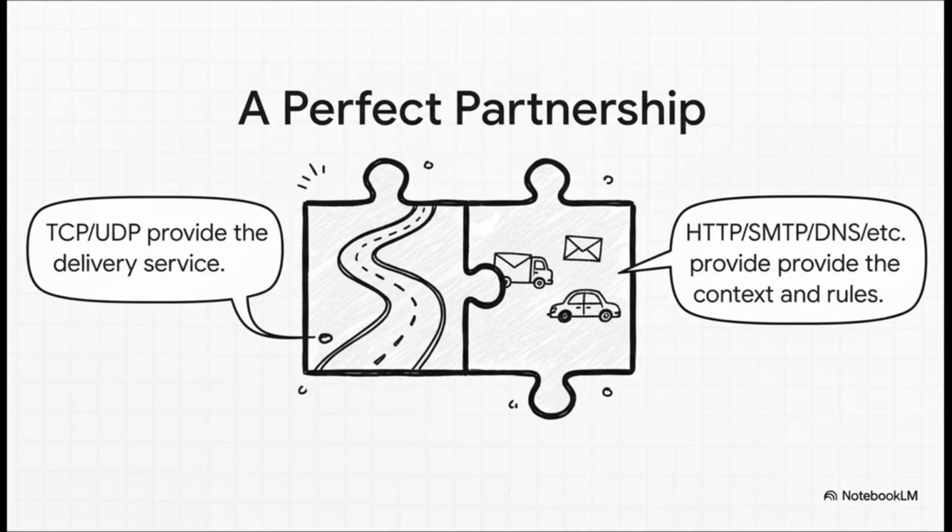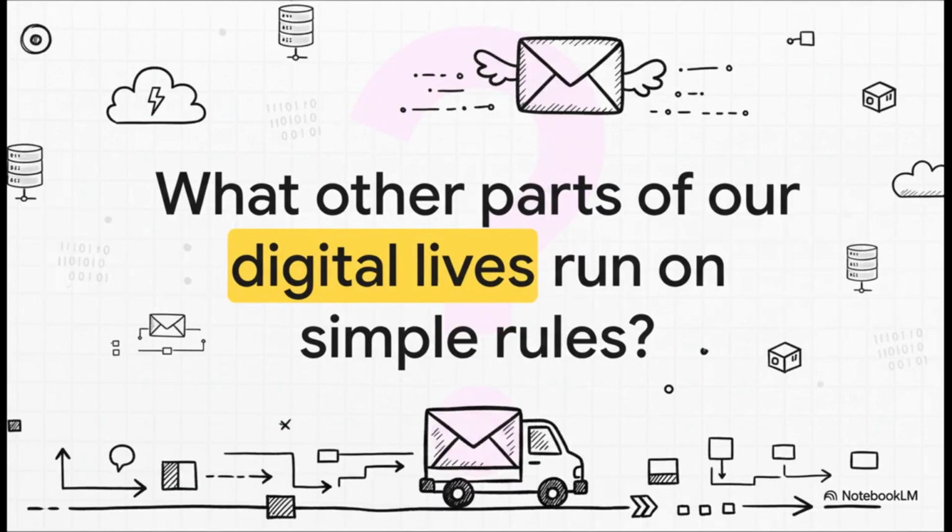And what this creates is just a perfect partnership. The transport layer, TCP and UDP, they just provide the raw, reliable delivery. And the application layer, with things like HTTP and SMTP, they provide the crucial context and the rules. Together, you get a system that is both incredibly strong and unbelievably flexible. So, the next time you send an email, you'll know it's not some kind of magic. It's just a little mail van hopping onto a very, very well-organized digital highway.